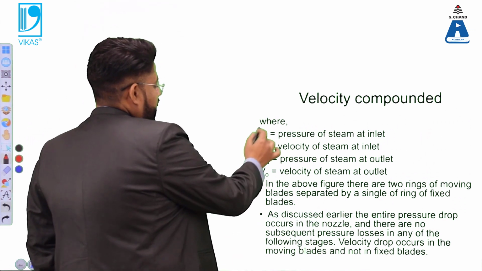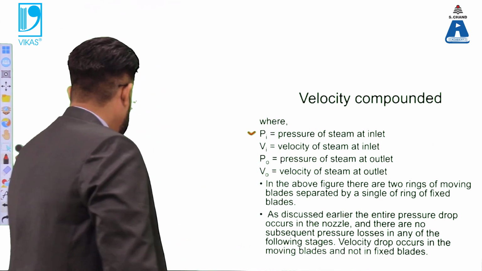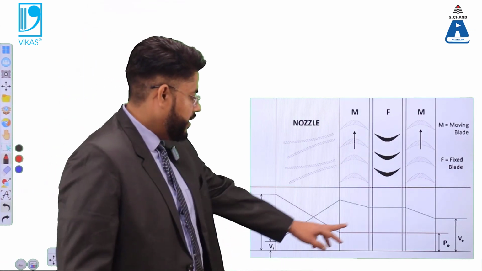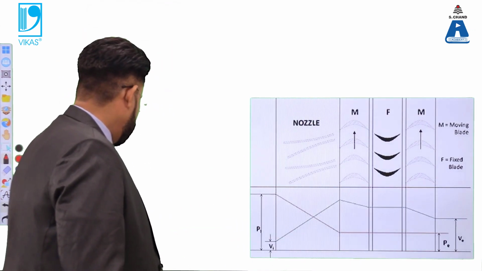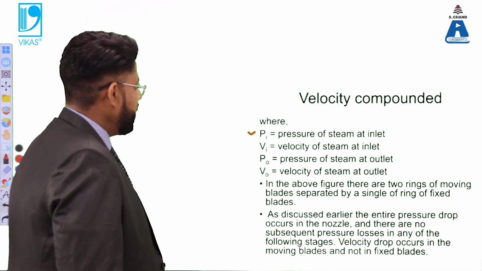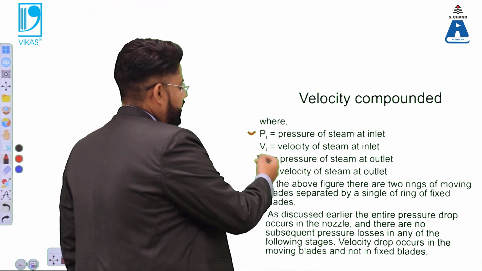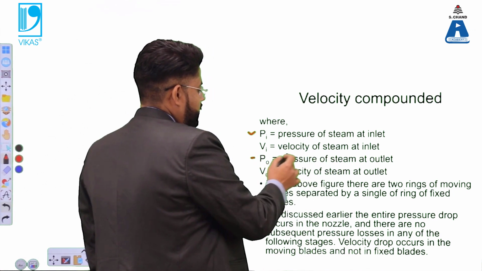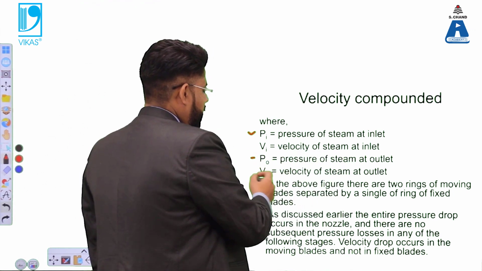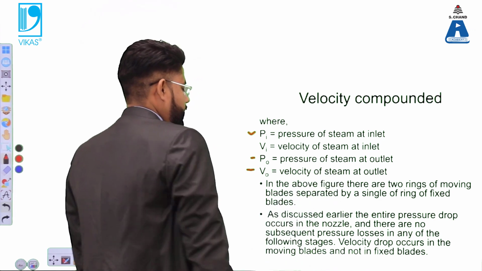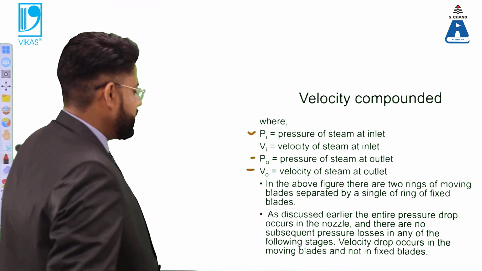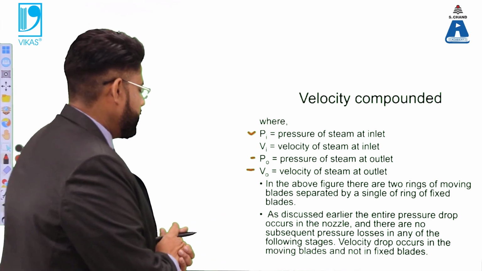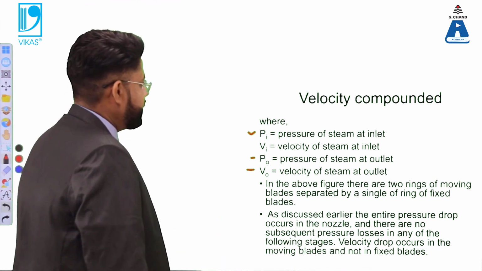Herein the P_i indicates the inlet pressure. I am talking about that diagram in which this P_i and P exit is mentioned. So P_i indicates the pressure at the inlet, V_i indicates the steam velocity at the inlet, P_0 is the pressure of the steam at the outlet, and V_0 is the velocity of the steam at the outlet. It is being discussed about the pressure drop and how this velocity change occurs in case of the blades part.